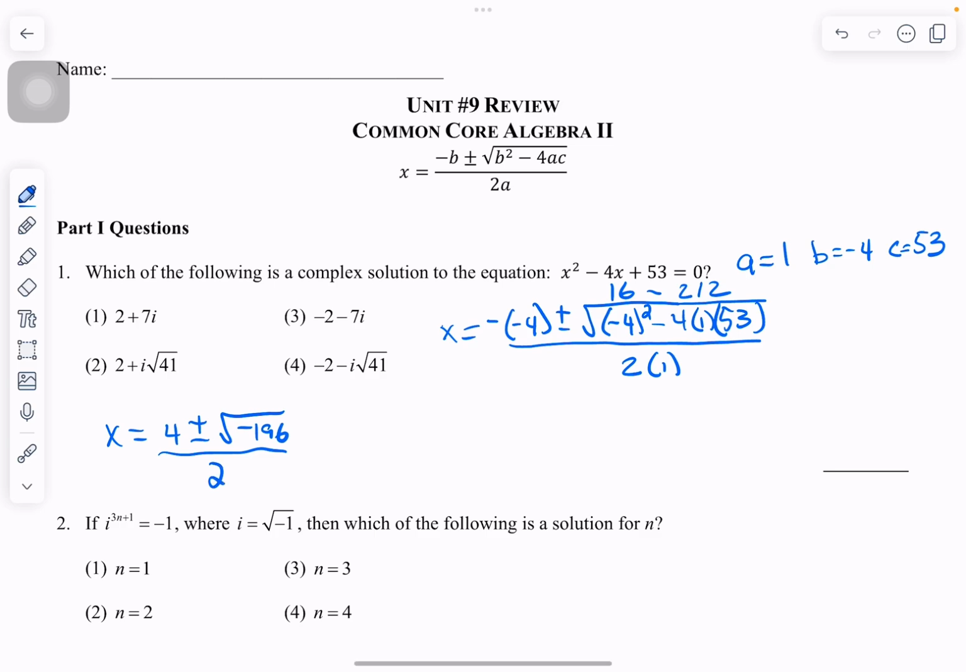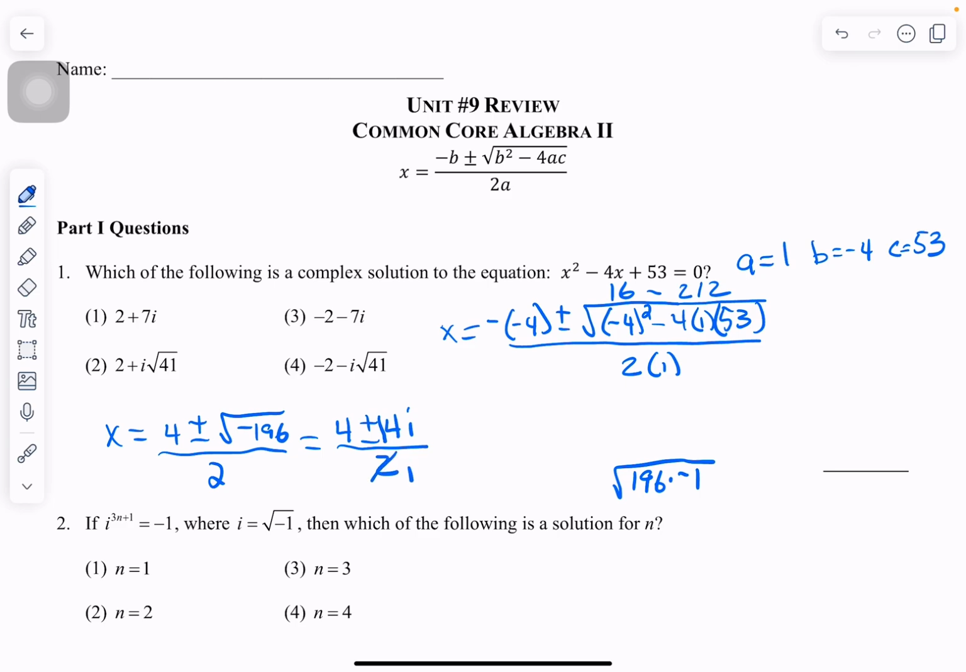So 196 is a perfect square. So this becomes the square root of 196 times negative 1. And the square root of 196 is 14. So we get 4 plus or minus 14i, all over 2. And then we have this little triangle.